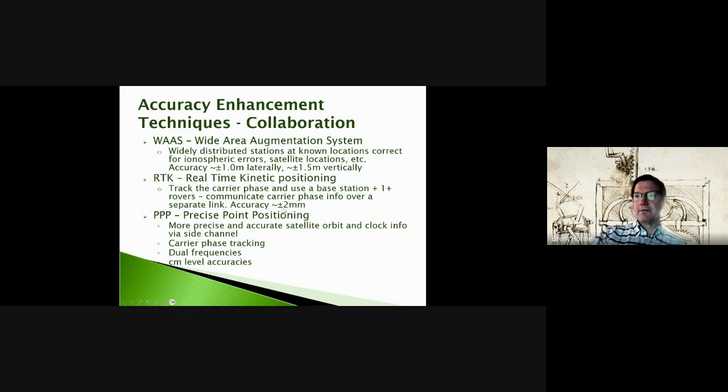Like down to the level where you've got to know how big your antenna is, because your antenna is bigger than this type of thing, right? So you've got to know exactly where the center of that antenna is.